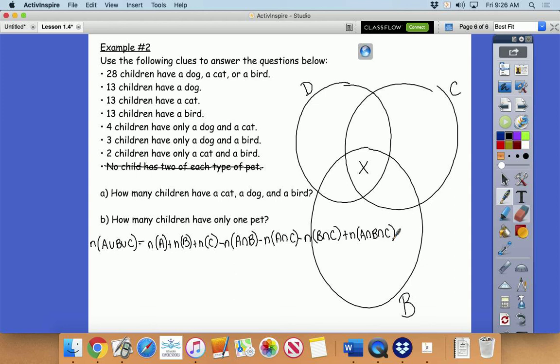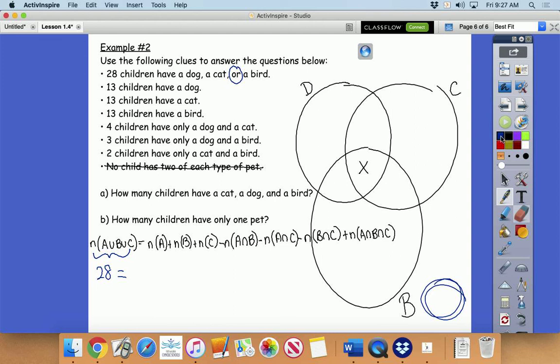So let's see what we have. Let's go back to the information. 28 children have a dog, a cat, or a bird. The keyword or means that they're giving us the union of all three. So that represents this number right here. We can write it as 28. So we know that there's 28 total students that have these animals. Now, if they said 28 children were surveyed, we would not be able to use that number in this spot. We would actually have to subtract the number that usually goes outside of the Venn diagram to get that union.